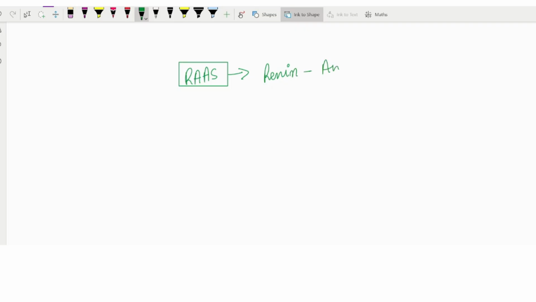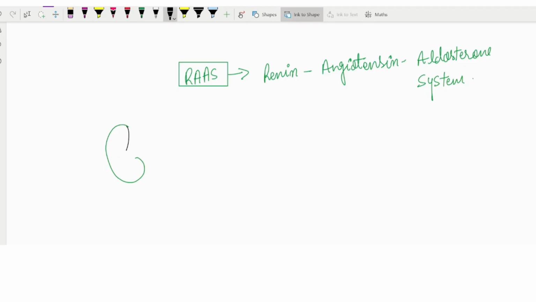It is renin, angiotensin, aldosterone system. Okay, so this is the RAS mechanism. What is the meaning of this process actually? This is our heart, this is our kidney actually. Okay, so from the kidney we have seen there are a lot of nephrons.